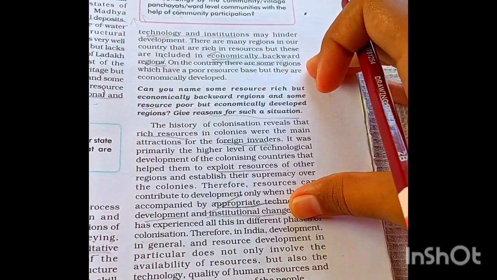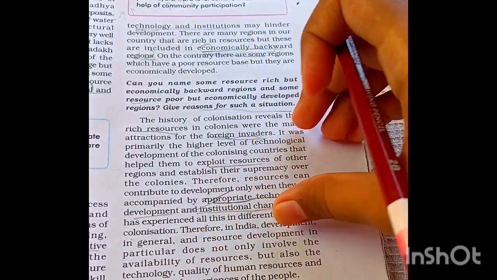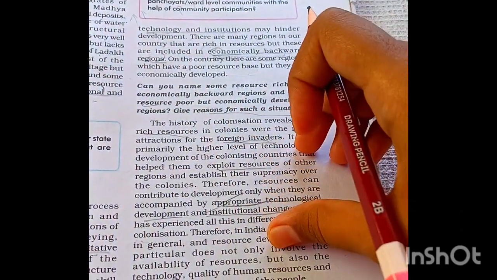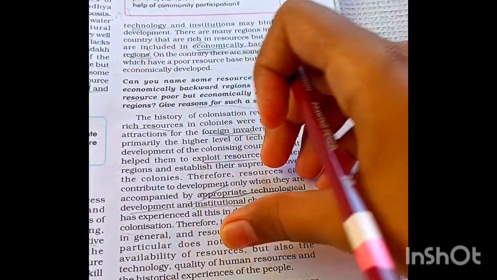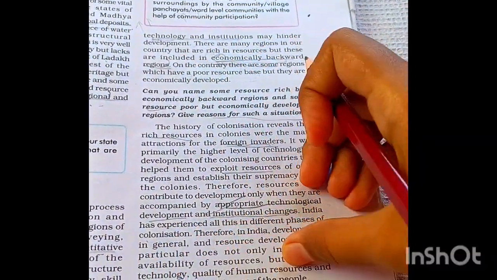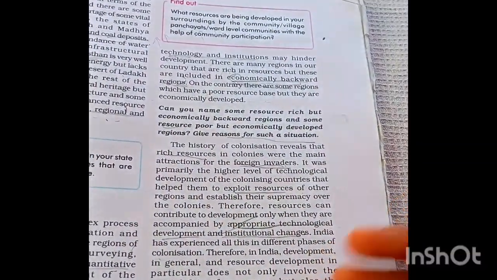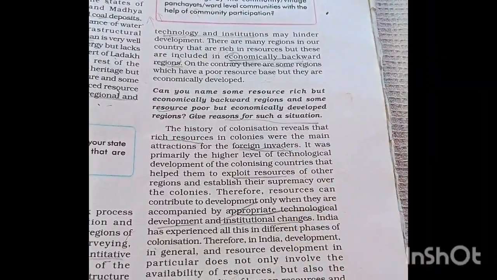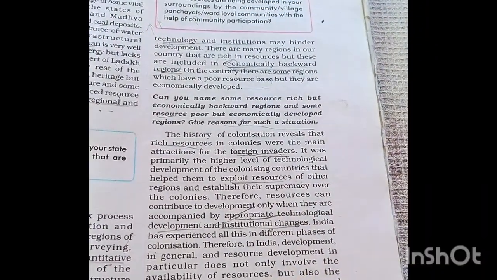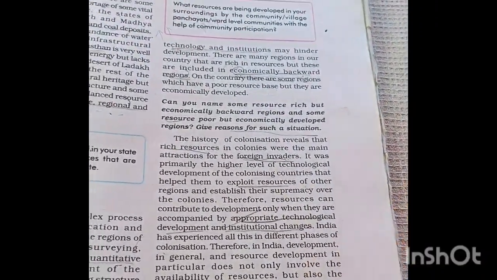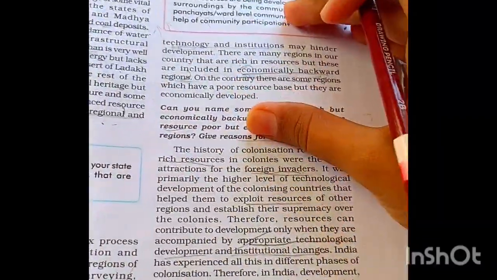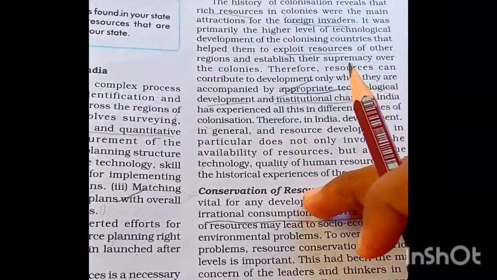Therefore, in India, development in general and resource development in particular involves not only the availability of resources but also technology and the quality of human resources. Only technology is not needed. We want educated men and women to take over the machinery. Then the historical experience of the people. Conservation of resources. Now we have the resources, we have the technology to use them. Now how will we conserve them?